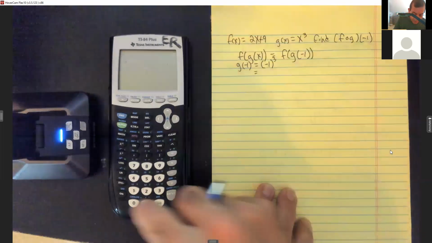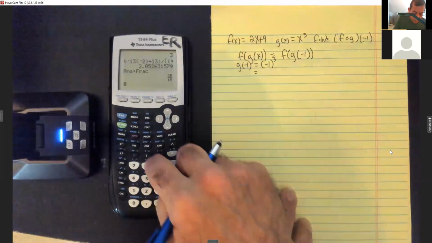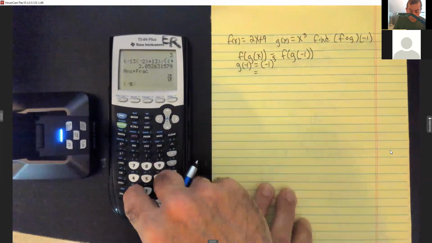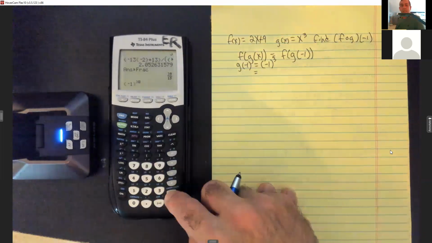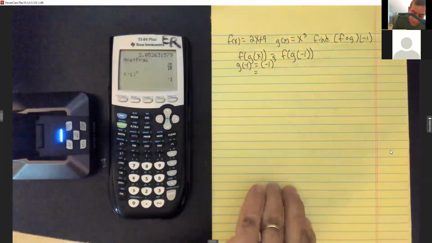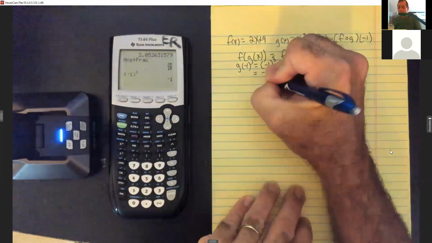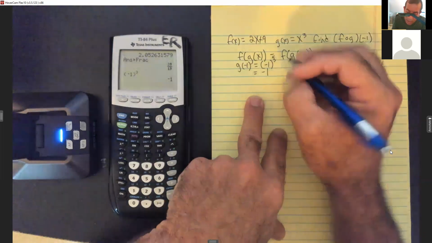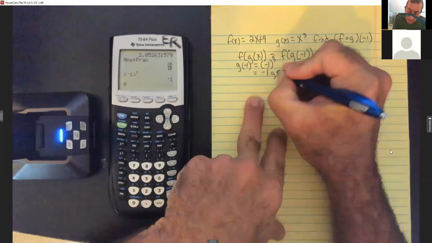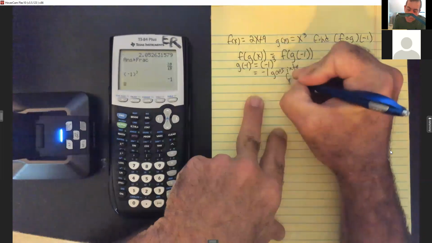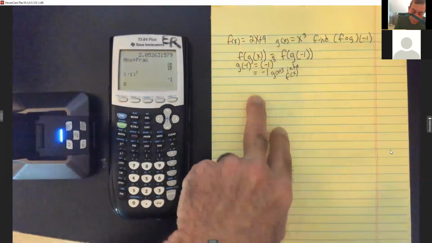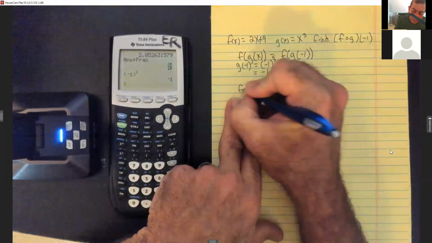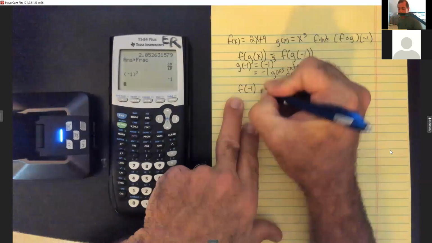And what's nice is we got that over here, negative 1, and then I can cube that. So that'll just be negative 1 times negative 1 times negative 1, which is a negative 1. Now that I know that g of negative 1 is a negative 1, I'm going to put the negative 1 into my f of x now, which means I'm finding f of a negative 1.